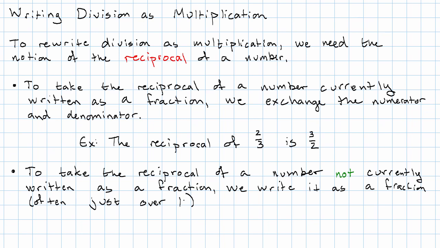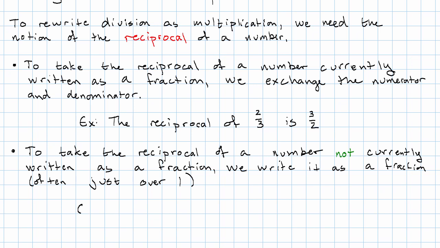To take the reciprocal of a number that is not currently written as a fraction, first we write it as a fraction. So, for example, if we want to take the reciprocal of 3, well, we write 3 as 3/1, and so its reciprocal is 1/3. Notice there are two steps here.